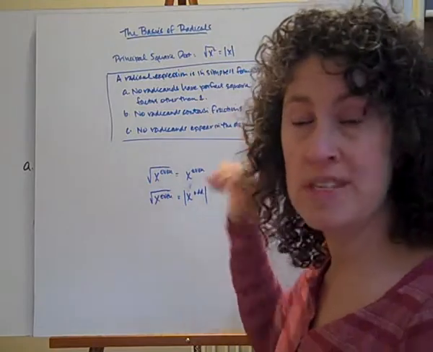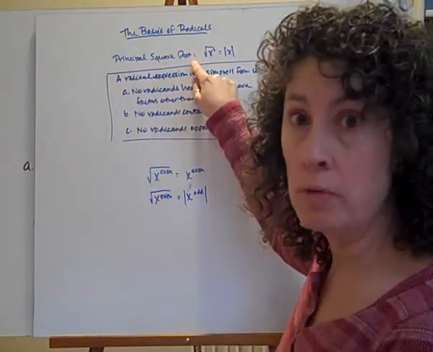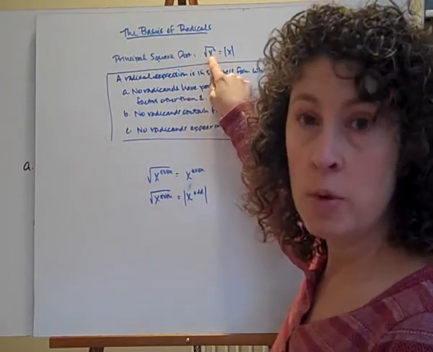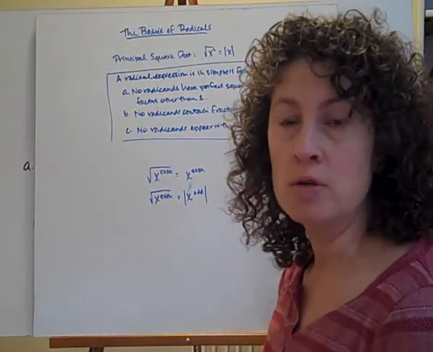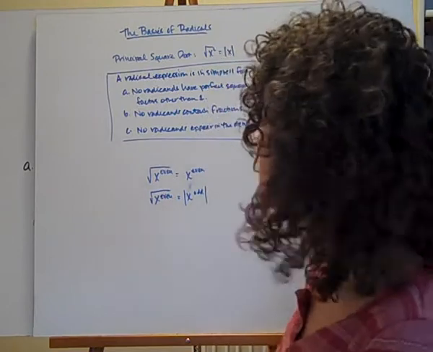Some of the pieces that we need to know right now. We're mostly going to be talking about the principal square roots of our radicals, so that if I have a number squared and I find its square root, I'm looking for only the positive square root. I do not want to have a negative square root. I'm only looking for the positives.